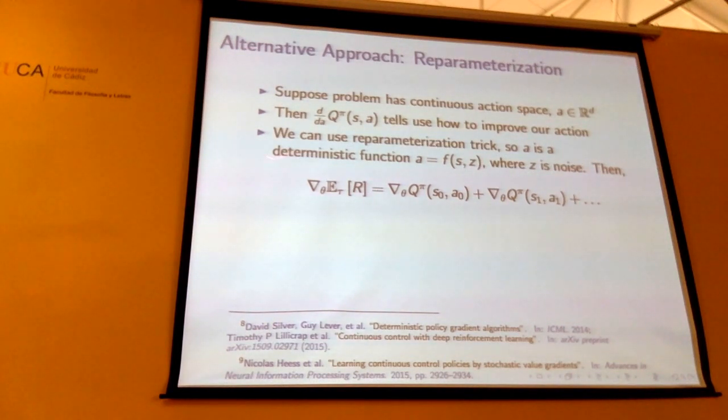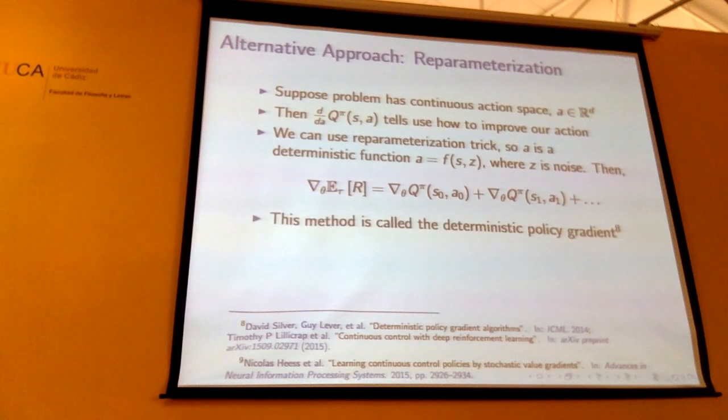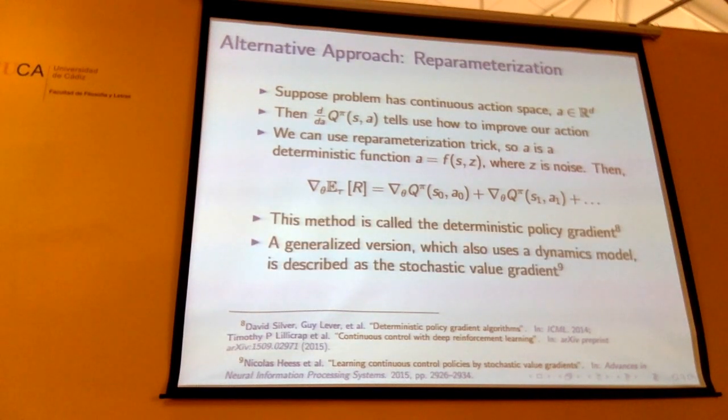The gradient of the expectation for the policy is the expectation of a sum over all time of the gradient of the Q value at each time step. Just to say again, this right-hand side should be in an expectation. Okay, and this method is called the deterministic policy gradient.